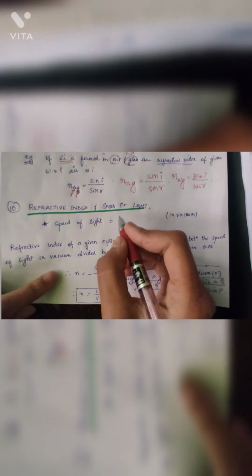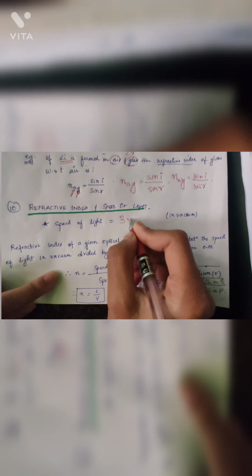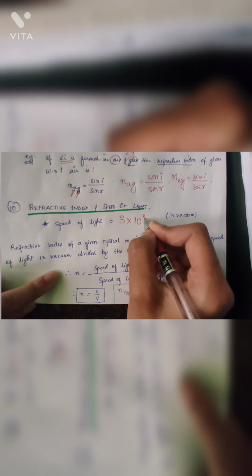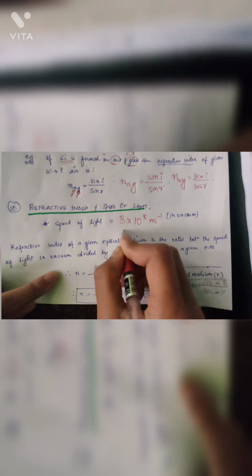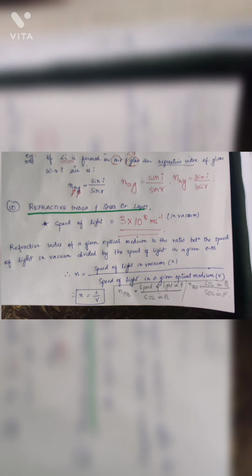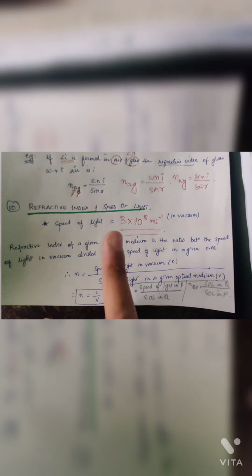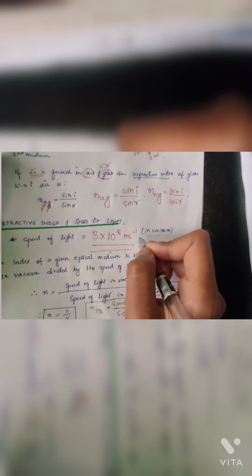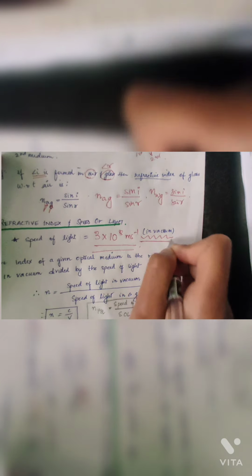We already discussed in the earlier classes what the speed of light is. The speed of light is always 3 into 10 to the power 8 meter per second. This is very, very important. But this is in vacuum, that is in space. In vacuum, it is this much.